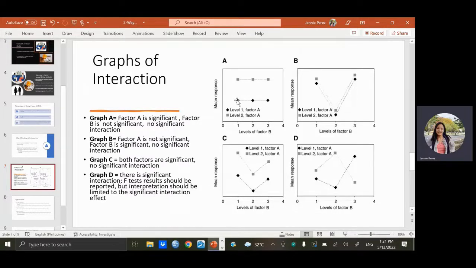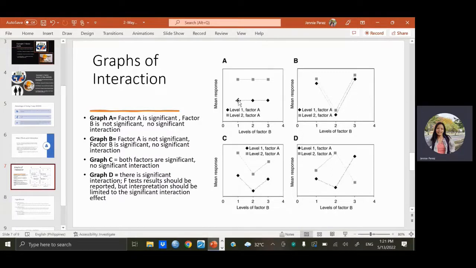Level 1 is much lower in mean response than level 2. Level 2 mean scores, these squares, depicted by square symbols, are much higher here on our Y scale, the mean response. So they are significantly different.